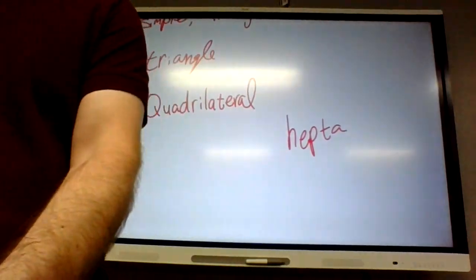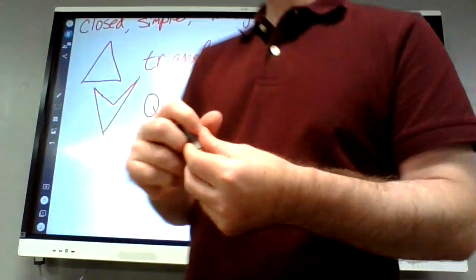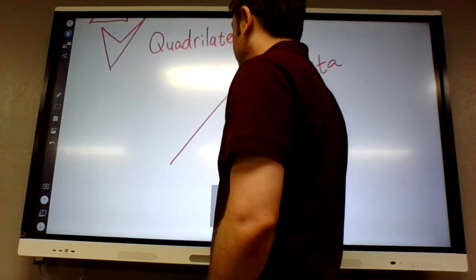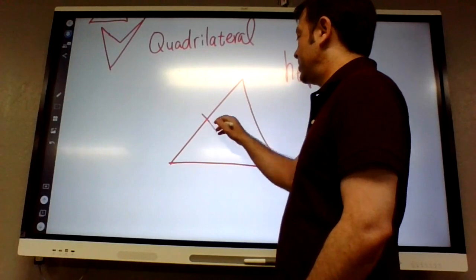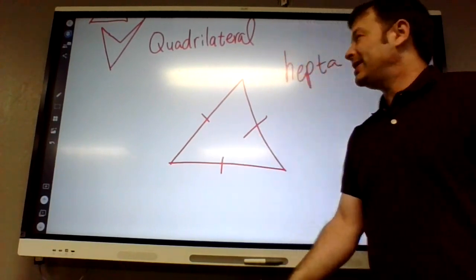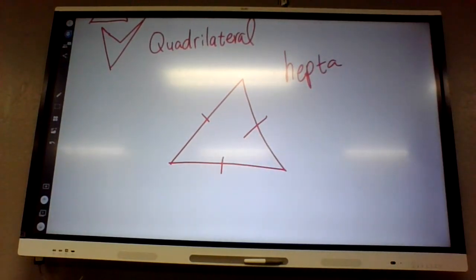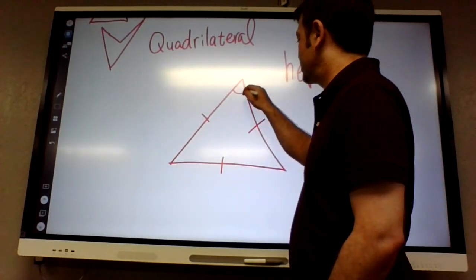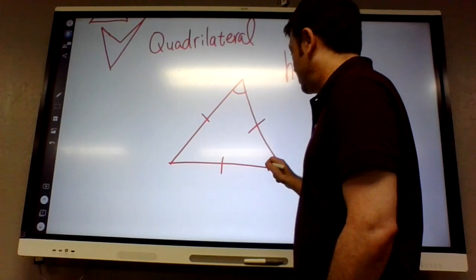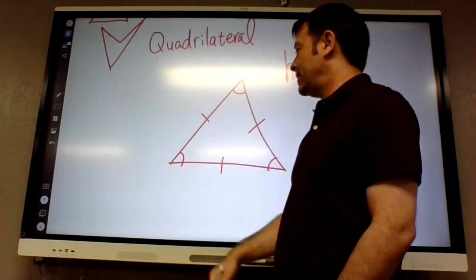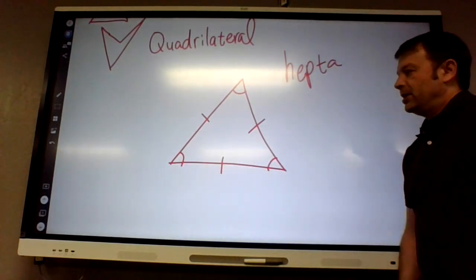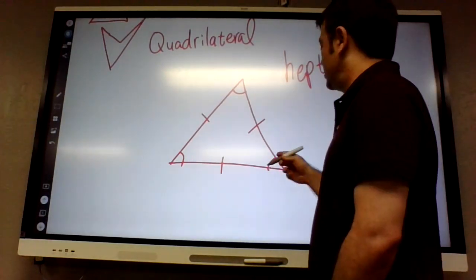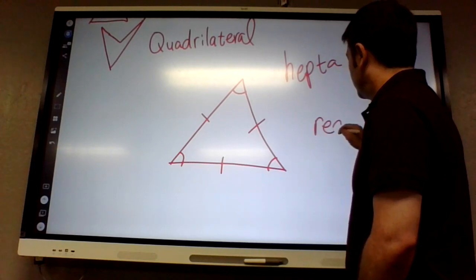Okay, what does equilateral mean? Equal sides is what it means. So you've probably heard it with an equilateral triangle, right? It means equal sides. What's equiangular mean? Equal angles. So it turns out that all equilateral triangles are also equiangular. If a shape is both equilateral and equiangular, then it is called a regular whatever.